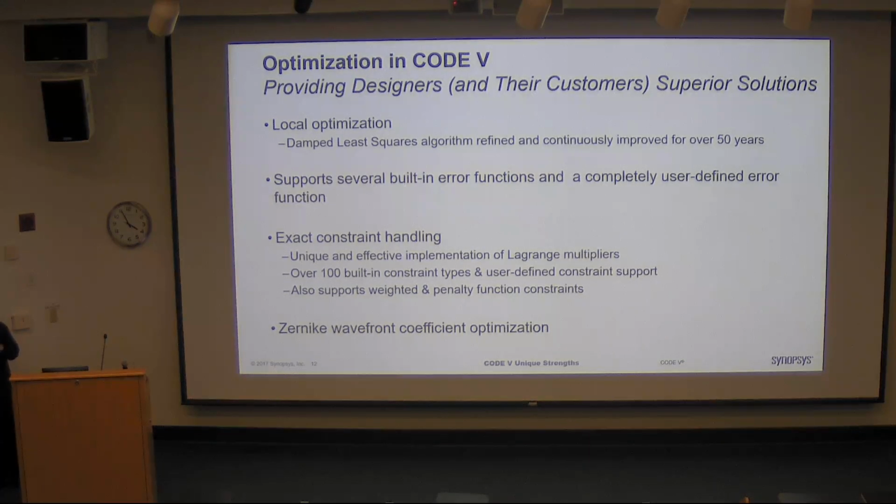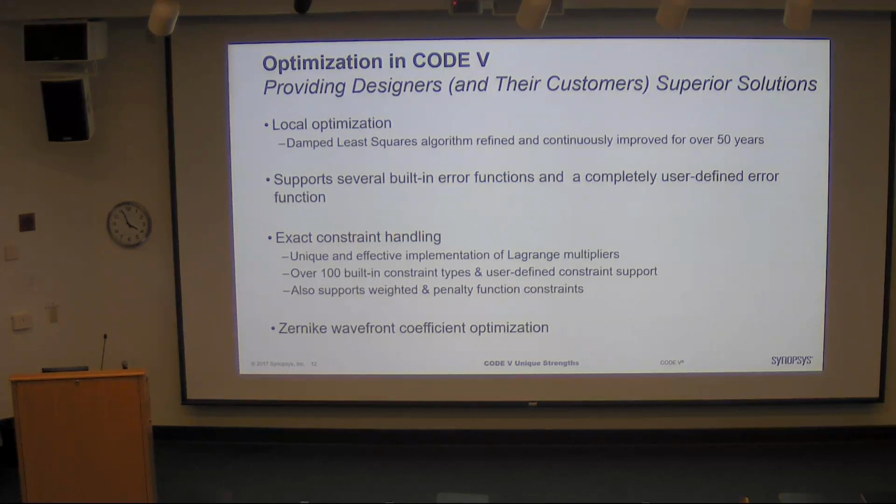One of the reasons that the Code 5 optimizer is strong is that it has really strong constraint handling. For a lot of software, they tell you, add the constraints just like they were an aberration. So I'm optimizing on spot size, but if I want to have a lens that has an effective focal length of 50 millimeters, well, we'll target that to 50 millimeters, we'll add a weight to it, and now that's part of the solution space.